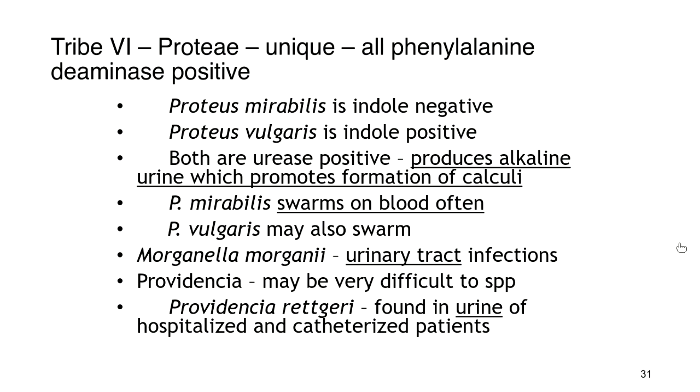And Morganella morganii can also cause urinary tract infections. It's in tribe 6. And Providencia rettgeri is also found in urine. So if I was doing my own personal outline, I would say tribe 6, Proteae. Again, the tribes are in Roman numeral outlines typically, but tribe 6, Proteae, and I would say swarming quite often, and urine is a good source.